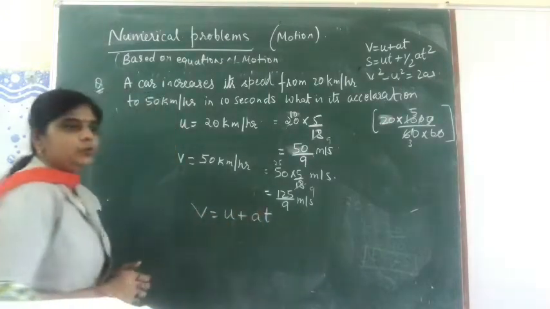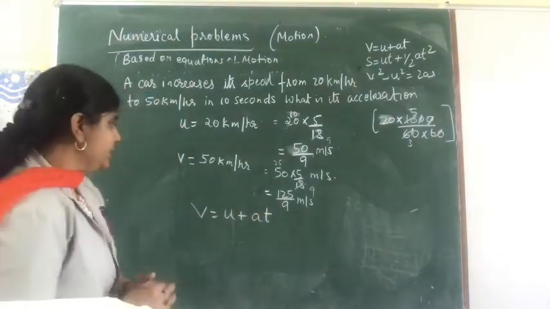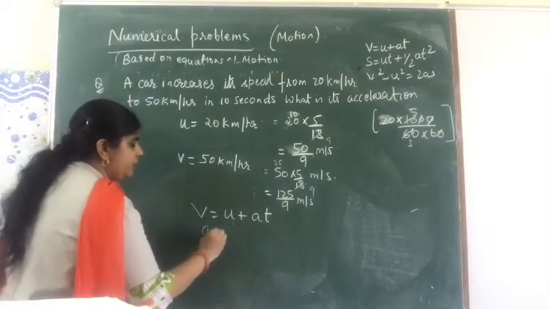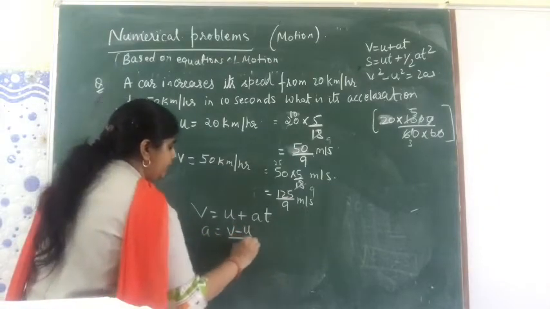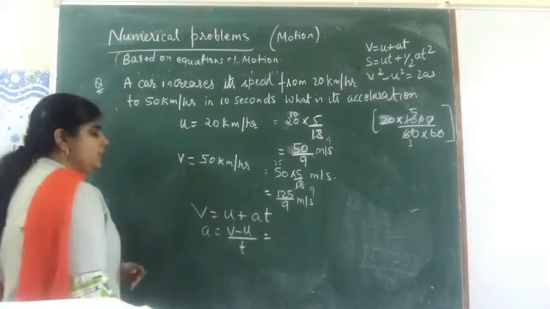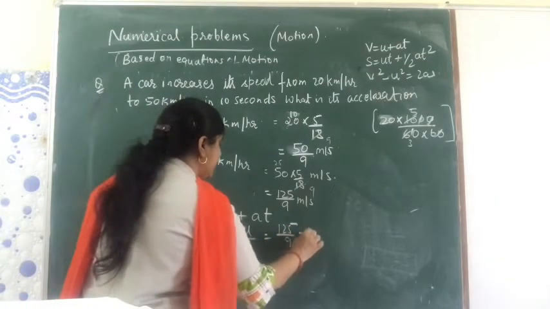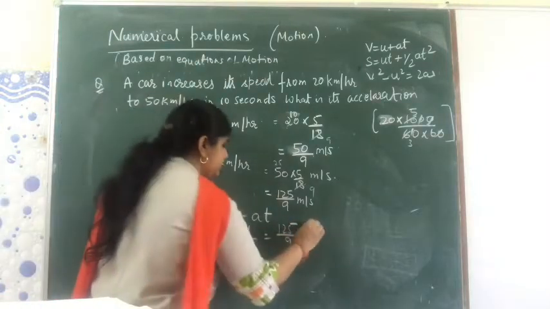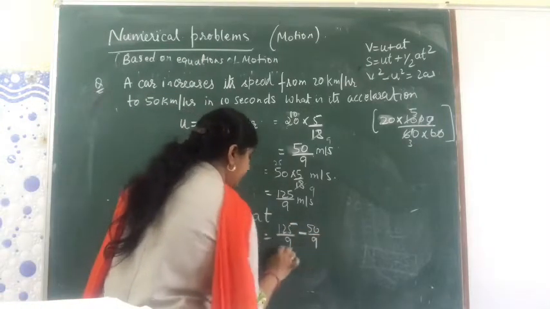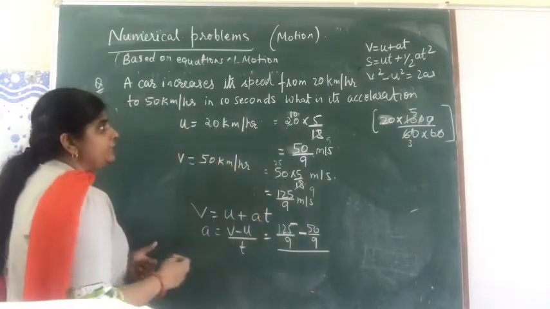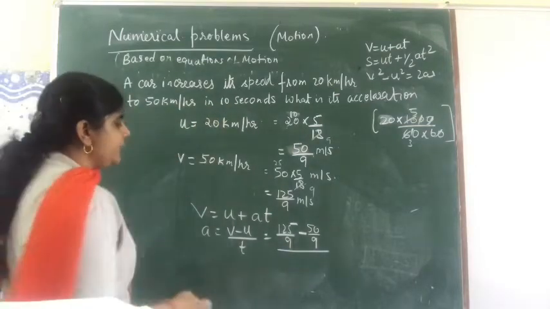V is equal to U plus AT, right? So acceleration will be V minus U upon T. What is V? 125 upon 9 minus what is U, 50 upon 9, whole divided by what is time? So time is 10 seconds.